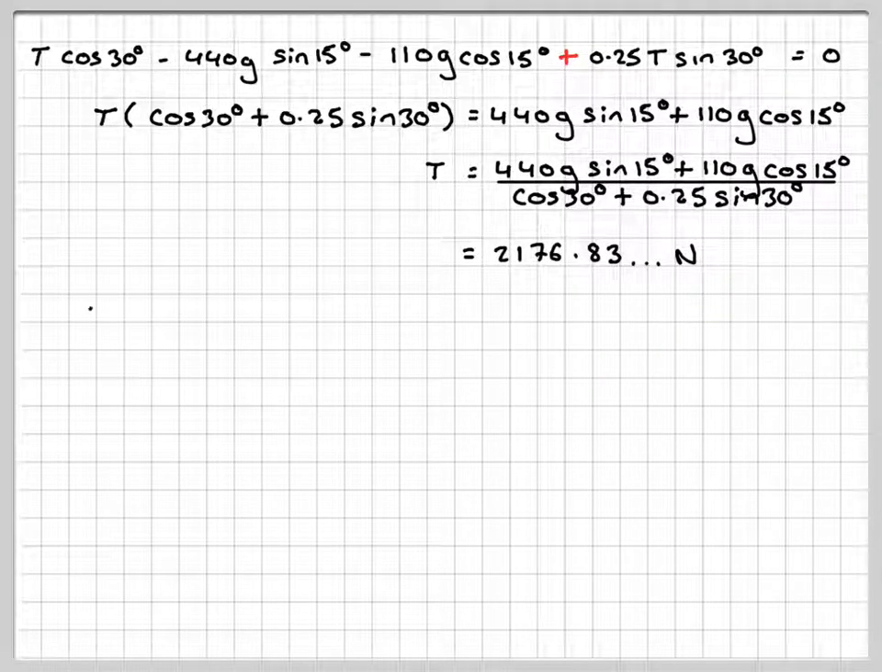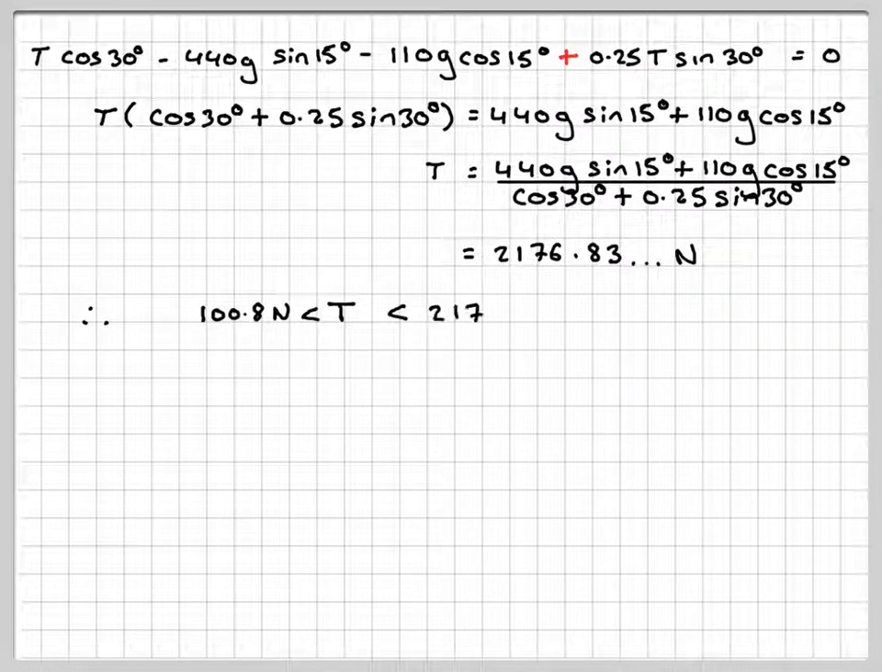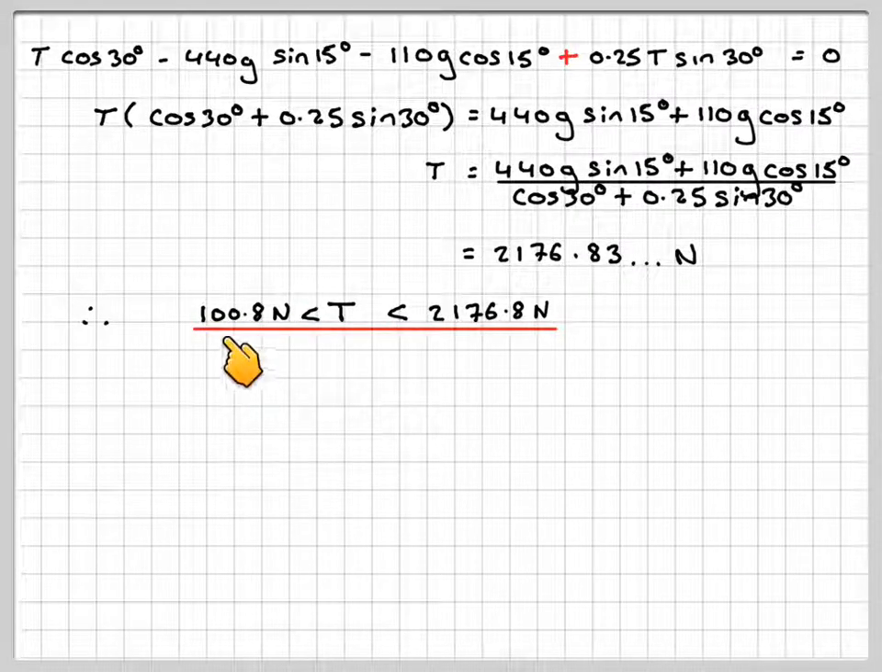Taking g as 9.8, you're going to get 2,176.83 newtons, which means that the limiting value of T would have to be greater than 100.8 and less than 2,176.8 newtons for the box to remain in equilibrium.